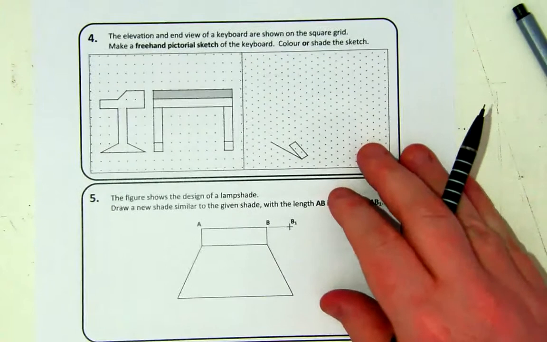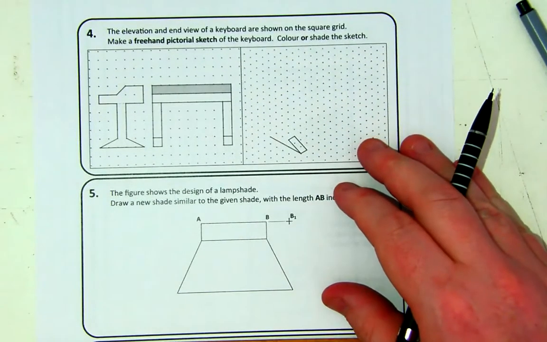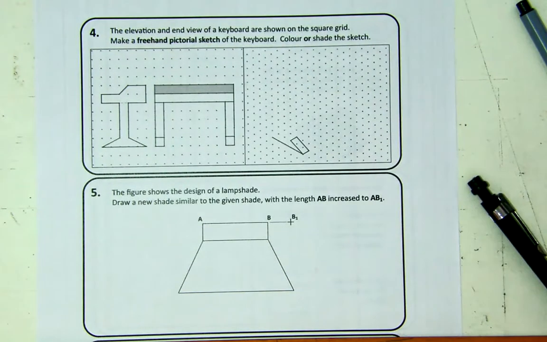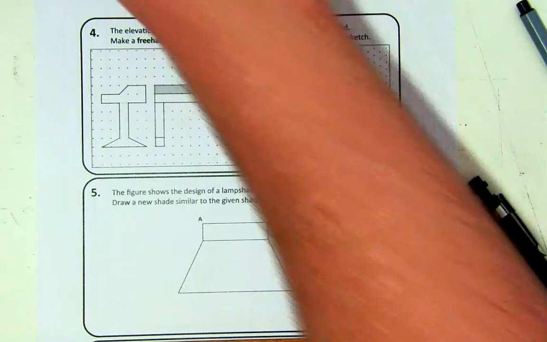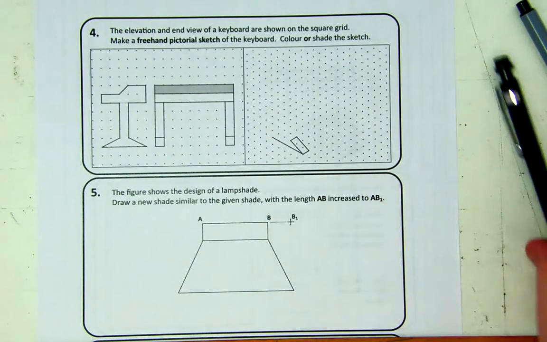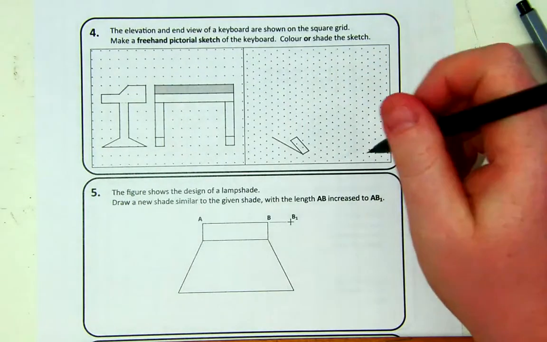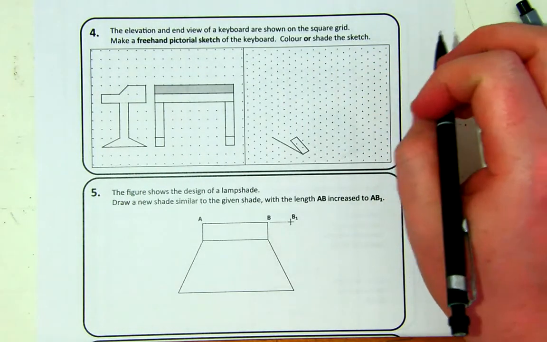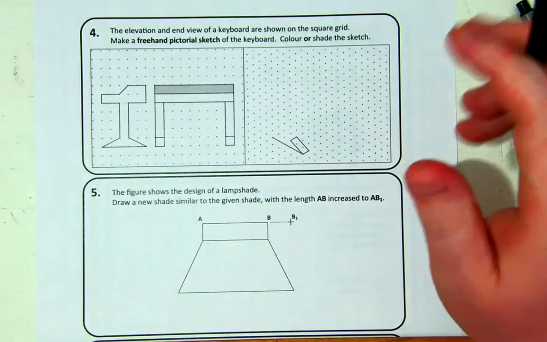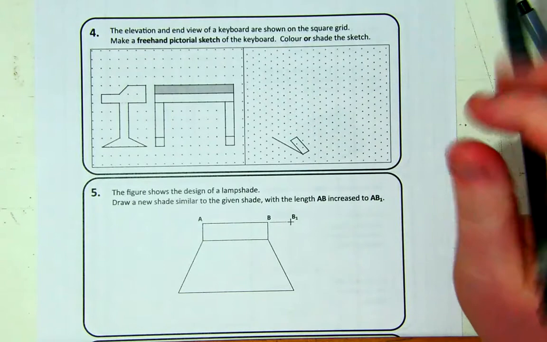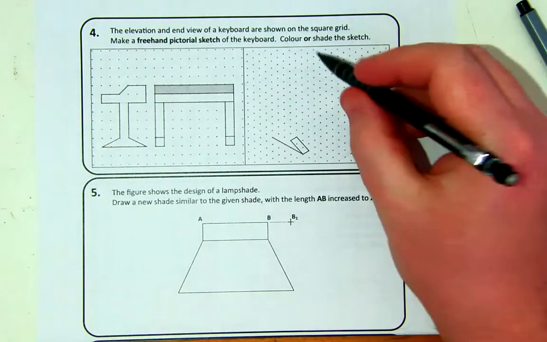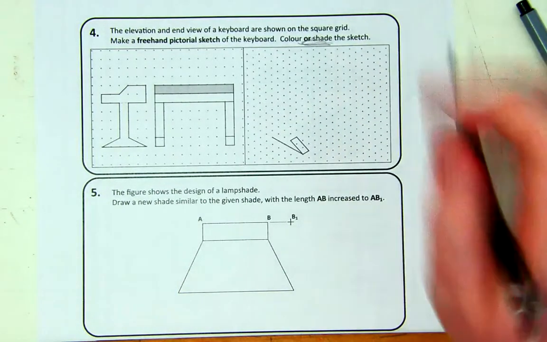Alright, question 4 is a sketching question. Alright, so this is on here, right, grand. So, sketching question, guys, you should be getting a little better at these now. So, you can see how they're starting out. The elevation and end view of the keyboard are shown on the square grid. Make a freehand pictorial sketch of the keyboard, colour or shade the sketch. Important, lads. Money for jam there now.